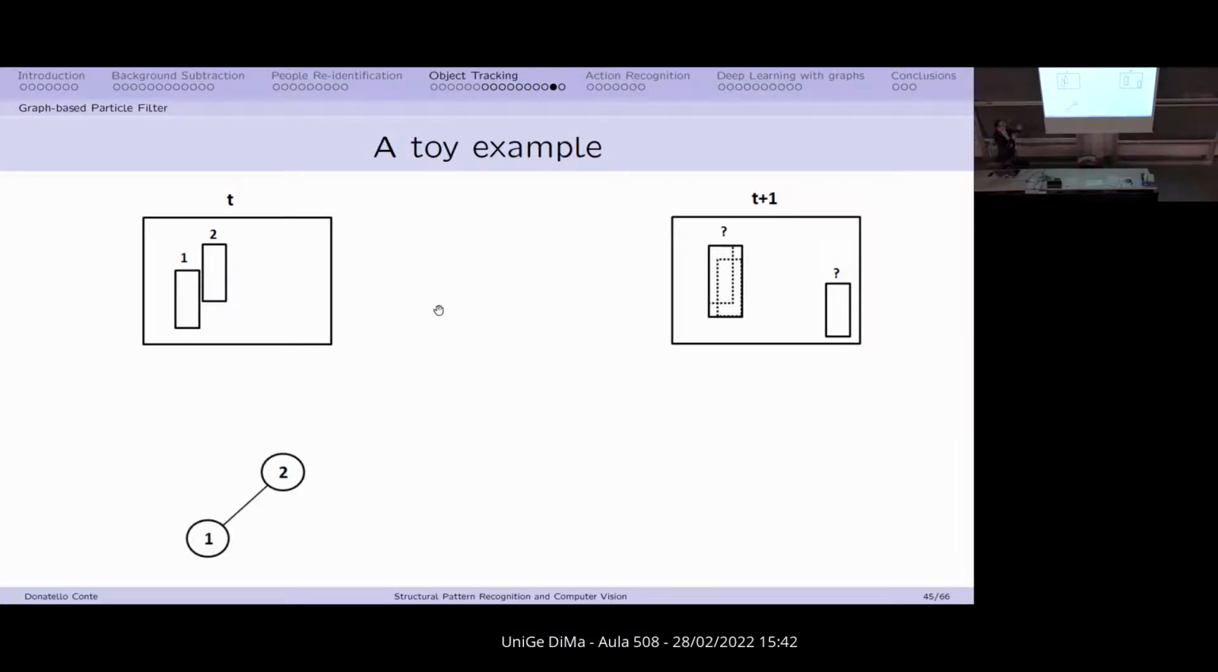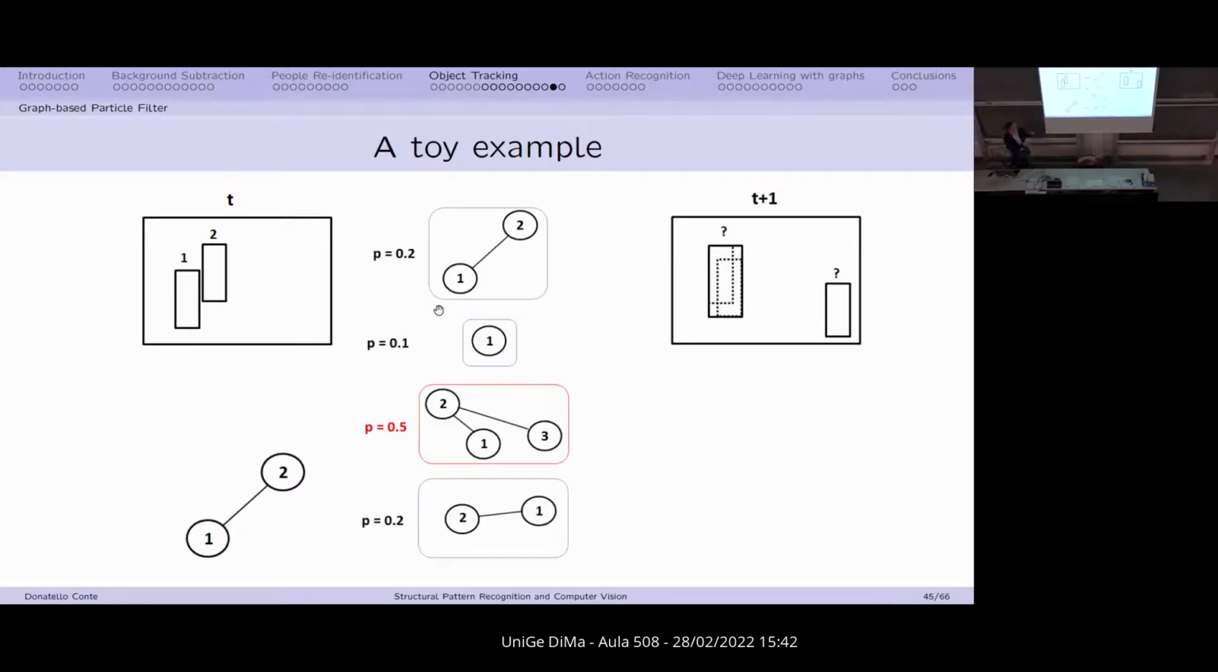So we have at frame T a particle representing a scene. We generate many samples of this. The generation is by adding nodes, removing nodes, adding edges, and so on, or by changing an attribute. And then with a certain definition of likelihood, we try to get the more probable graphs. Here the likelihood has to be quite general.